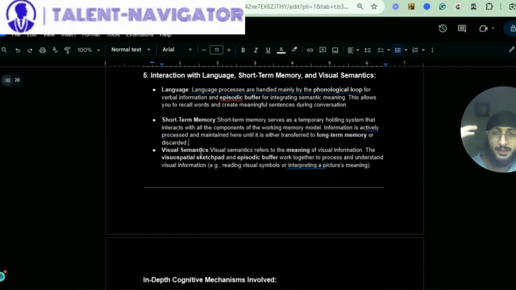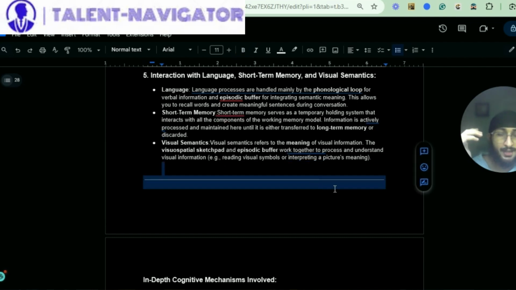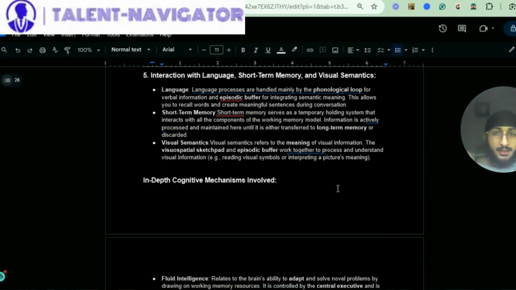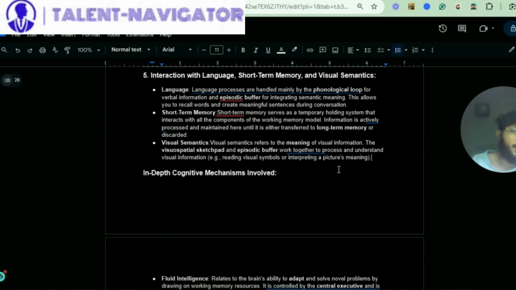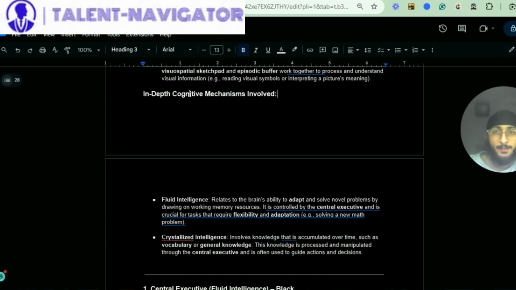And finally, visual semantics. Visual semantics refers to the meaning of visual information. The visual spatial sketchpad and episodic buffer work together to process and understand visual information. Example: reading visual symbols or interpreting a picture's meaning. Now, in-depth cognitive mechanisms involved.